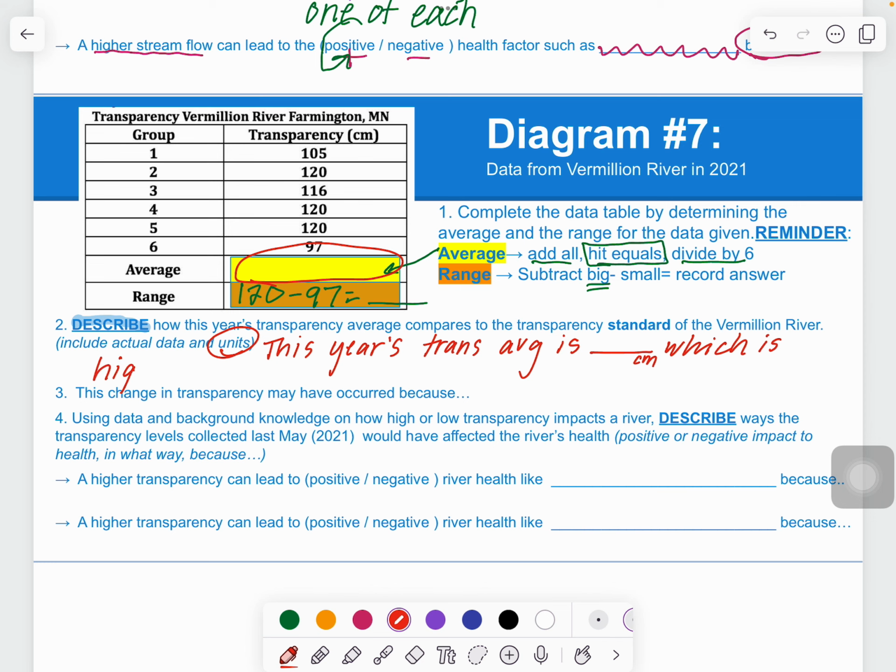And then you can circle back, compare it to the standard, which is higher or lower than the standard of, and then tell me what that standard is. So we're not giving any impact on that yet. This is just looking at the data, right? How does the average data compare to the standard?